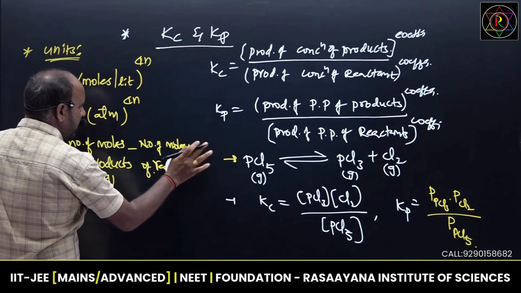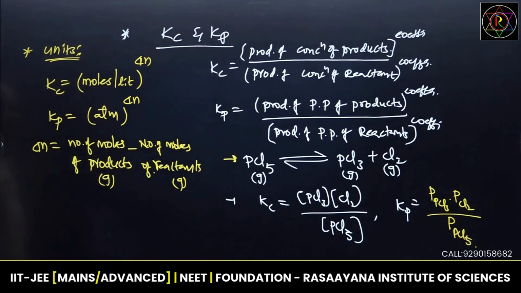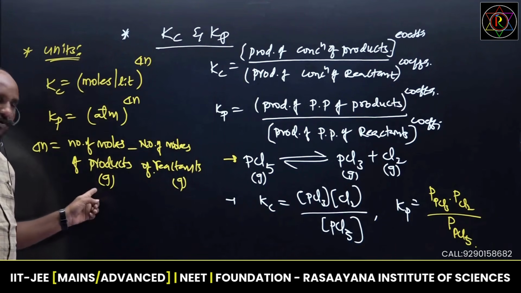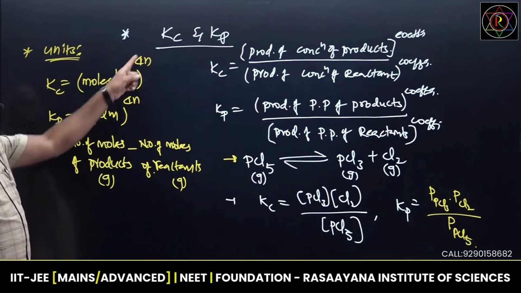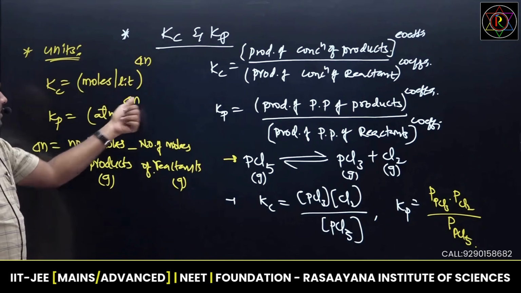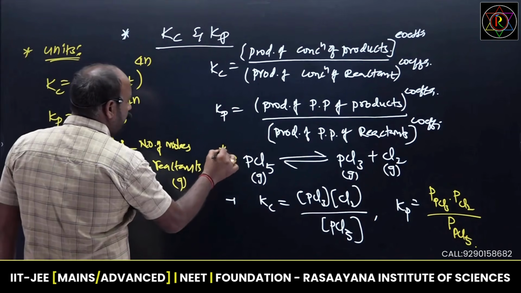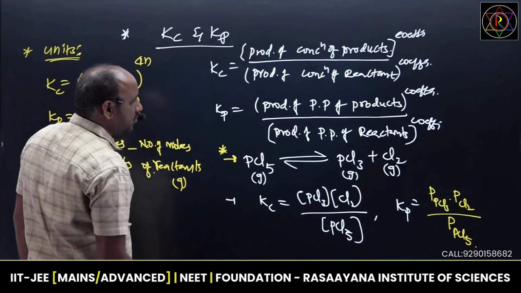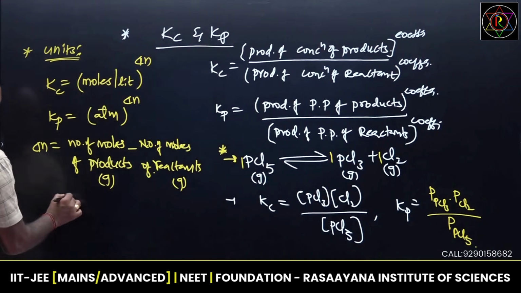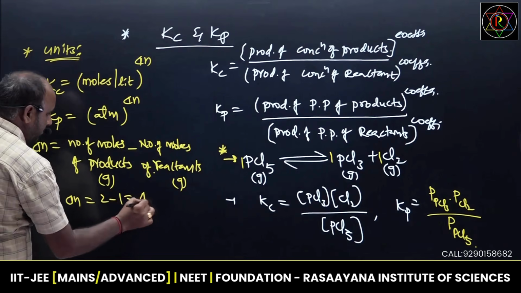These reactants also will be gases. So delta n is the number of moles of products minus the number of moles of reactants, which is substituted in moles per liter power delta n to get the units of Kc, and atmosphere power delta n to get the units of Kp. Now consider delta n for this example. There are two products, each with coefficient 1, and the reactant PCl5 has coefficient 1. Therefore delta n is 2 minus 1, which equals 1.